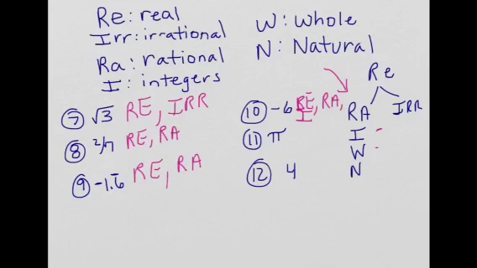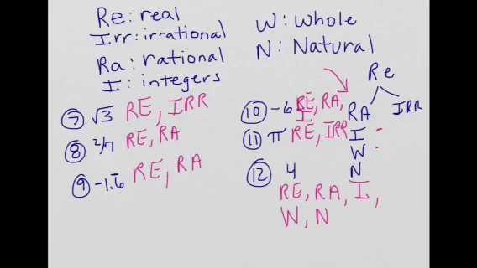Pi, is it real? Yes, it's real. Is it an irrational number? It's irrational because it doesn't repeat and it doesn't end, so it's irrational. Best example of an irrational number is pi. Let's look at 4. 4, is it real? Yes, it's real. Is it rational? Yes, it's rational. Is it an integer? Yes, it's an integer. Now, 4 is a whole number because it's a positive integer, and it's also a natural number because it's a positive integer and it is larger than 1.